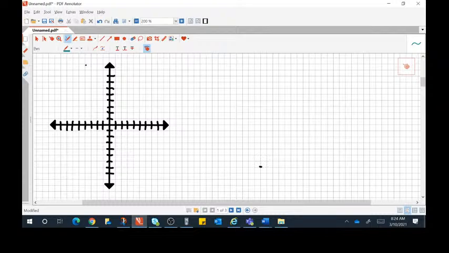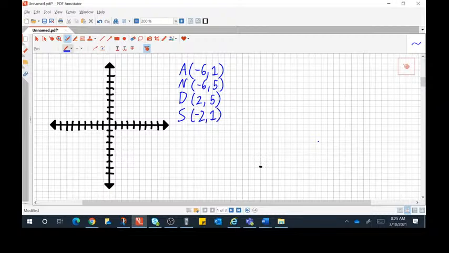Nope, that won't work. I was looking at George, and George was like, nope. Oh, wait. Andreas, what's your favorite color? Blue. So we're going to make ANDS. I know, it's the best I could do on an empty stomach. -6, 1. N's going to be at -6, 5. And then 2, 5. At -2, 1. Let's go ahead and graph Andreas on here.